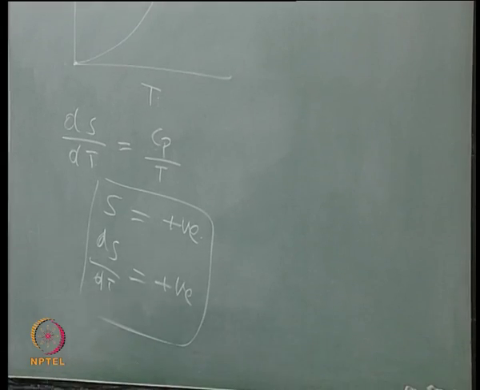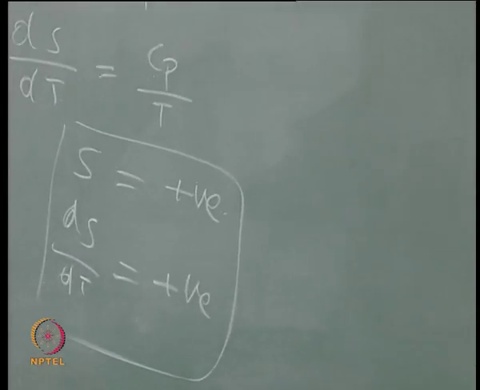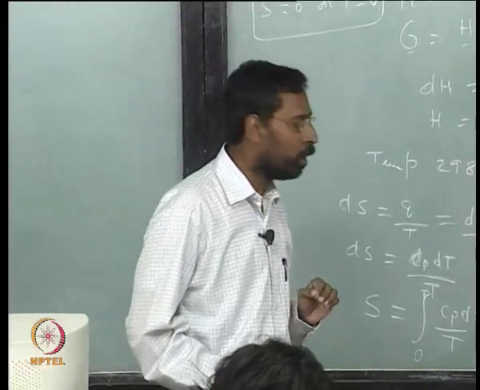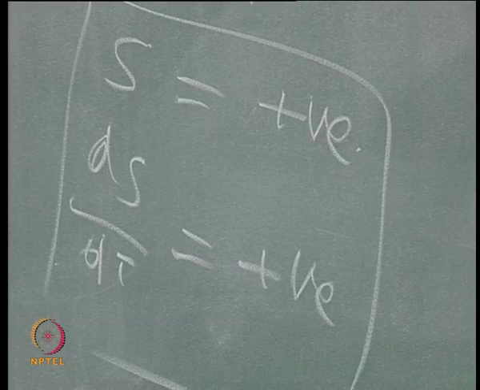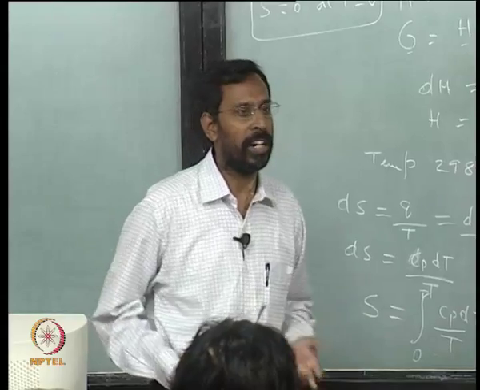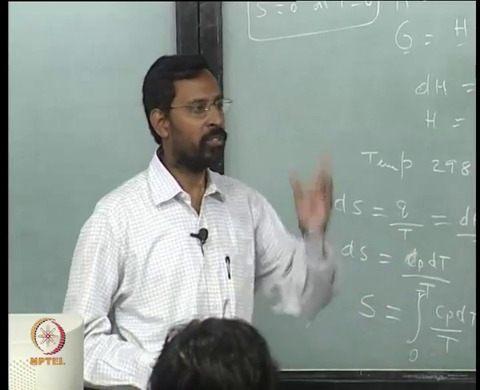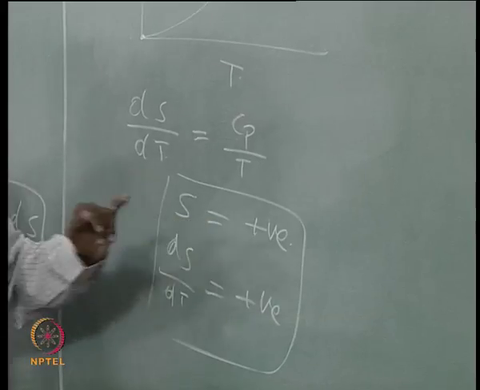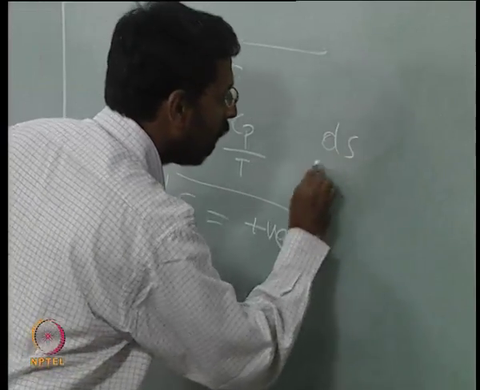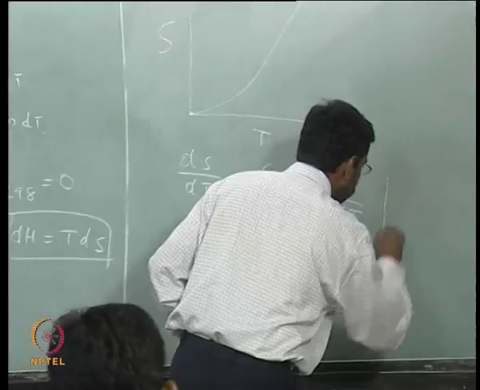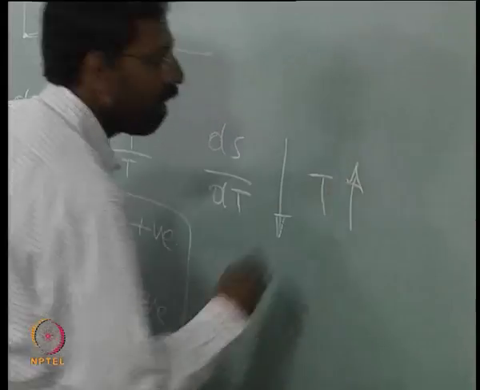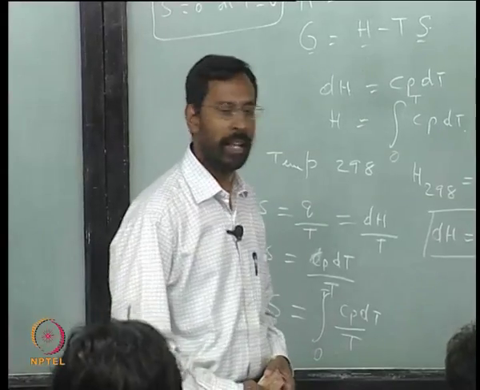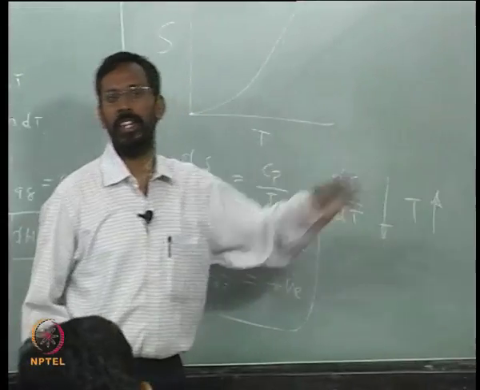The rate of change of entropy with temperature is always positive, because Cp is positive. The lowest value that it can go is 0, and that is only at absolute 0. And at absolute 0 we do not really talk about rate of change, because it is one single temperature. But what is important is dS by dT decreases as T increases, because Cp does not increase at the same rate as T.